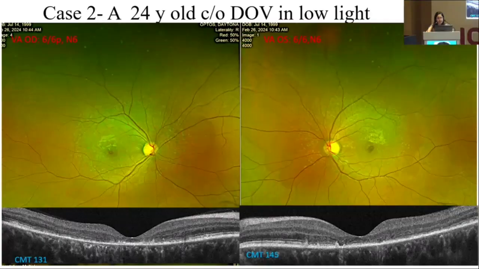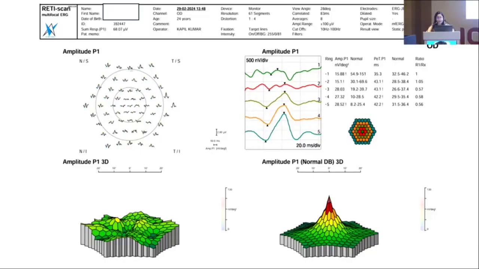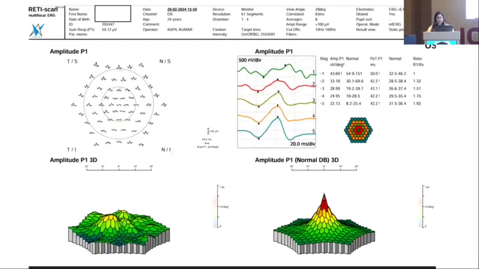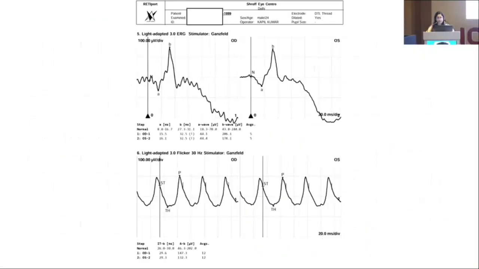The second case was a 24-year-old male. The visual acuity was 6/6, but the autofluorescence showed us that it was a case of Stargardt's disease. We went ahead and did multifocal ERG. There was diminution of central amplitudes in both the eyes. And the full field ERG, the dark adapted and the light adapted, was absolutely normal.